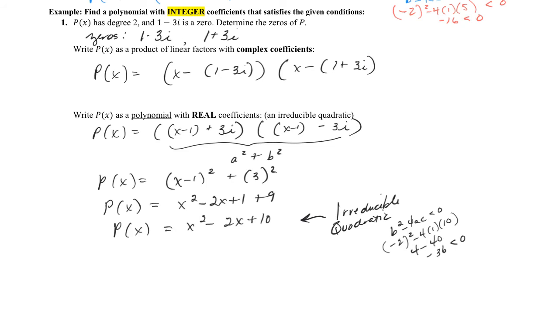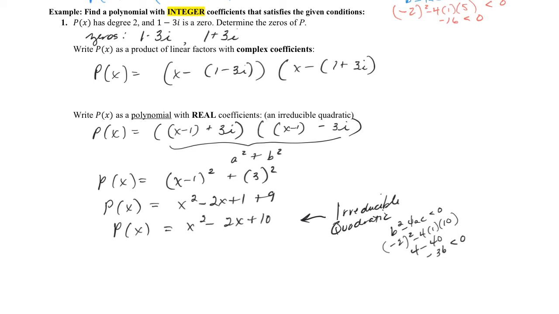Okay, so for your zeros, you should have 1 minus 3i and 1 plus 3i, because we know that complex zeros come in pairs with their complex conjugate. Your p of x written as a product of linear factors is (x minus 1 minus 3i)(x minus 1 plus 3i). And then in the second part, we're supposed to write it as a polynomial with real coefficients. And so it'll be (x minus 1 plus 3i)(x minus 1 minus 3i).